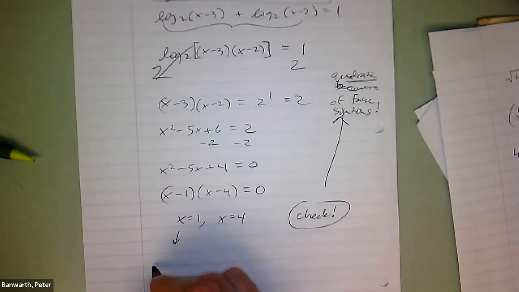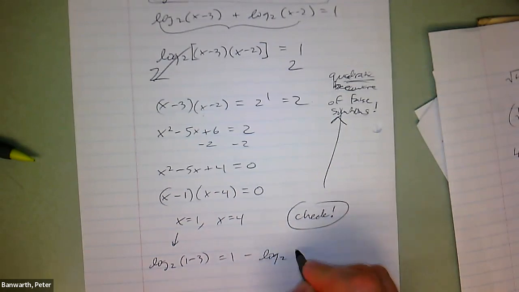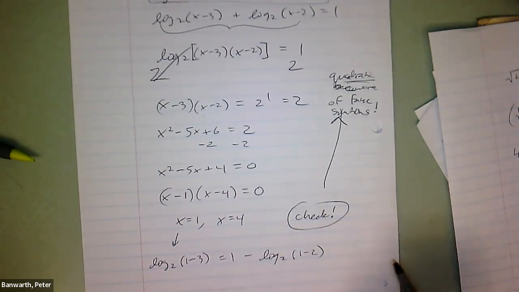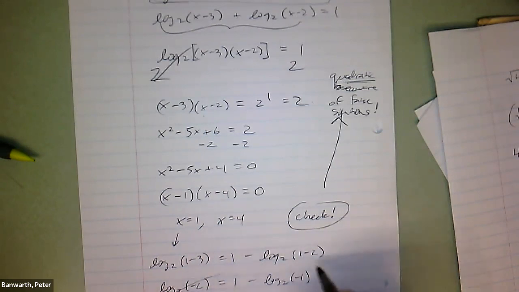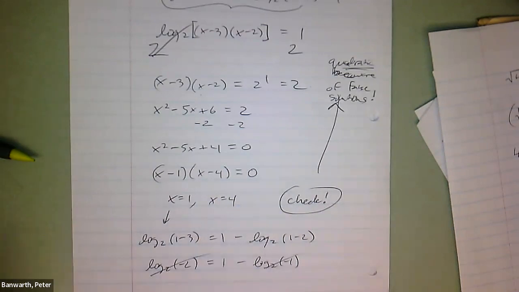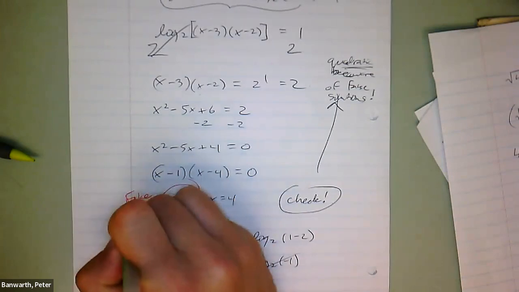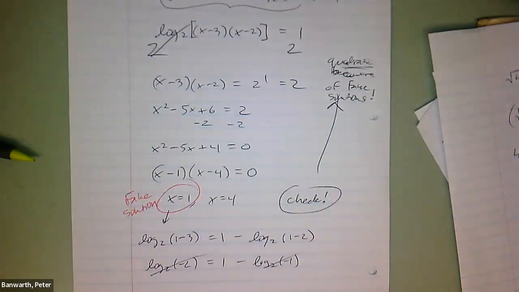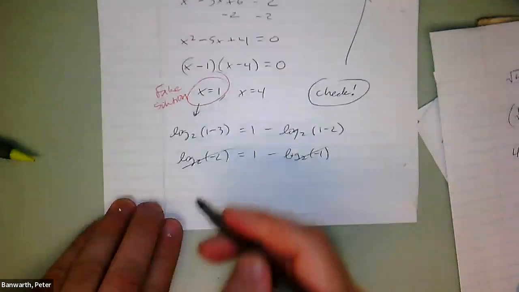So let's check x equals 1, log base 2 of 1 minus 3. I've already seen a problem. Equals log base 2 of 1 minus 2. That's log base 2 of negative 2 equals 1 minus log base 2 of negative 1, but we can't have negative numbers going into logs. So x equals 1 is a false solution. It is a Loki variant. And I'll check my next one.